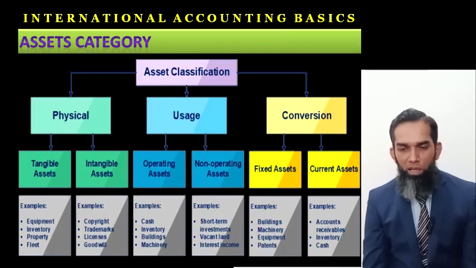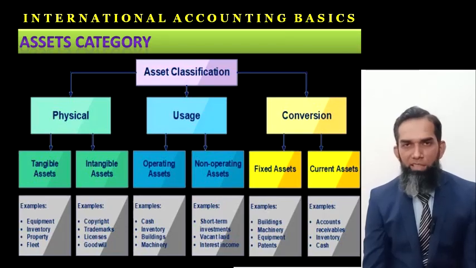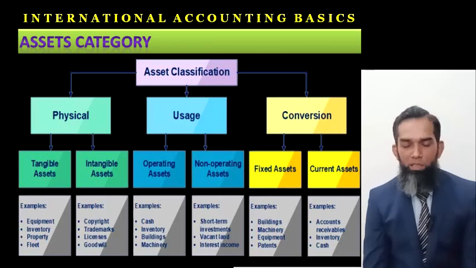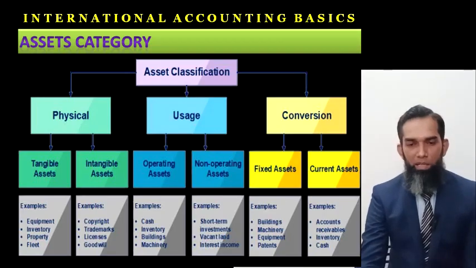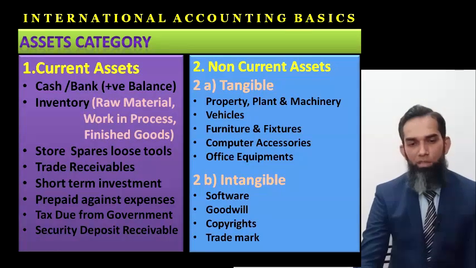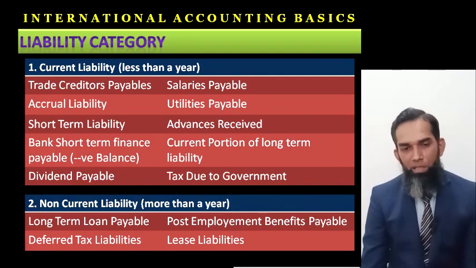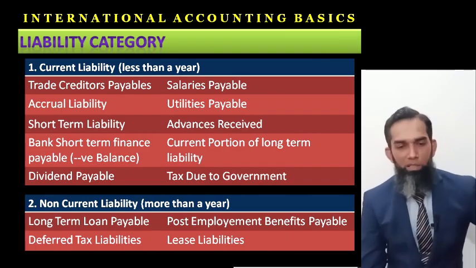The fixed assets are those which are tangibly available and which we can touch, but the current assets are those I told you earlier: cash, inventory, prepaid expenses. So assets can be classified in many other categories, but broadly, what is practically applicable all over the world is the current and non-current assets based classification. Now we talk about the liability category. The liability category is broadly classified into current liability and non-current liability, as I told earlier.